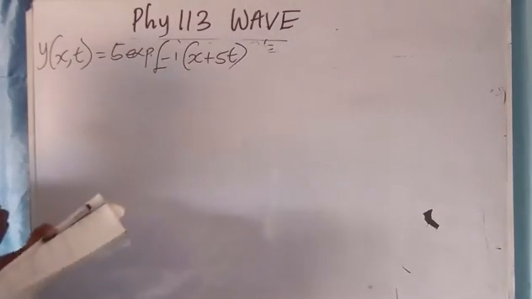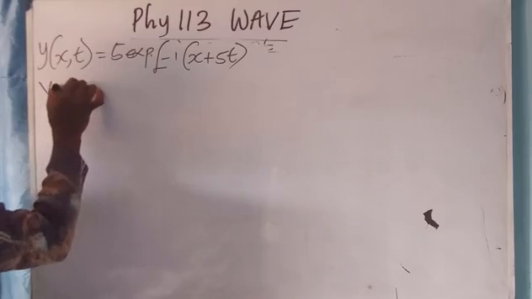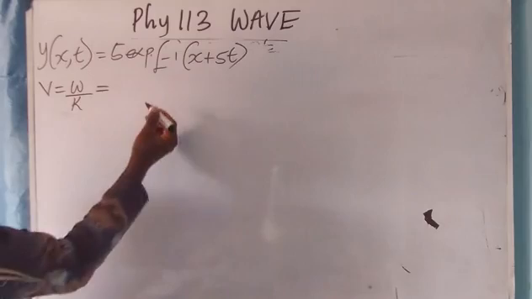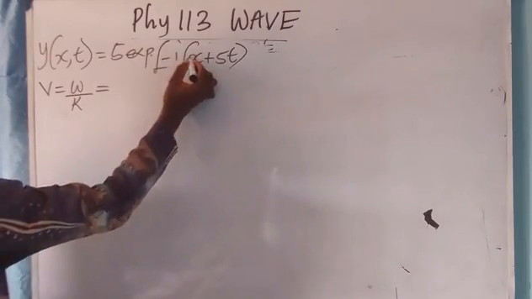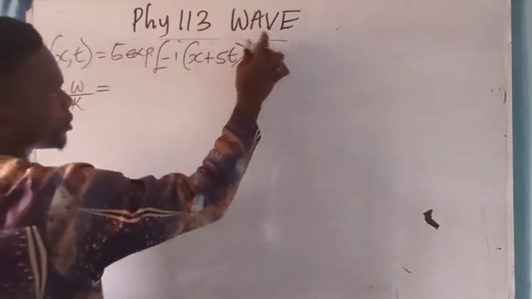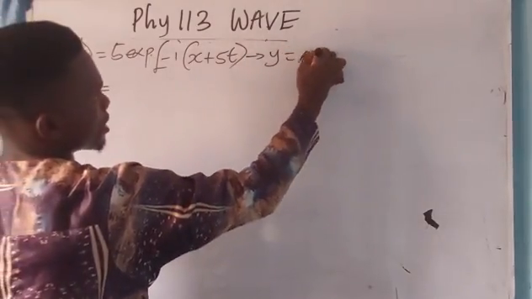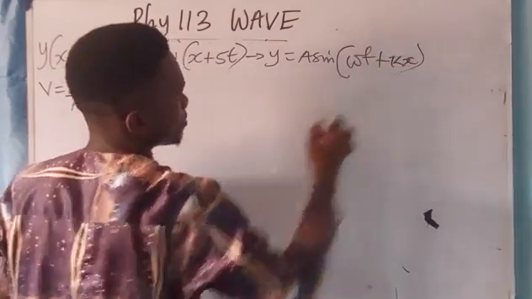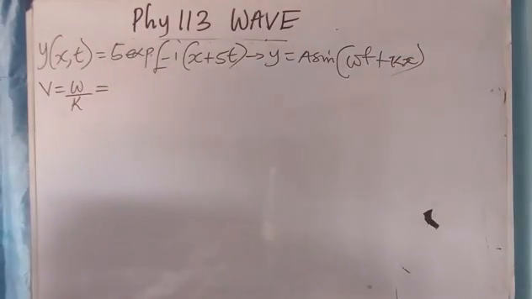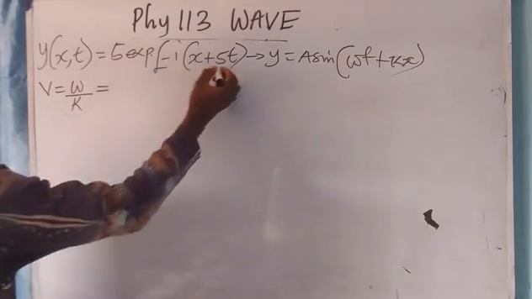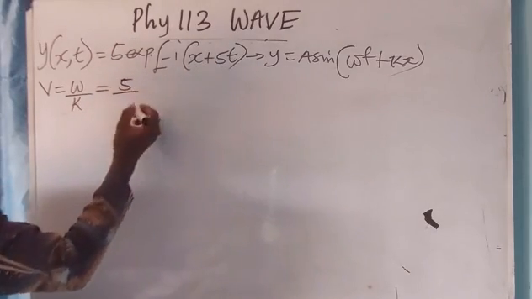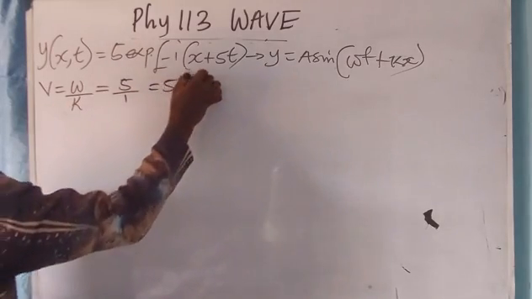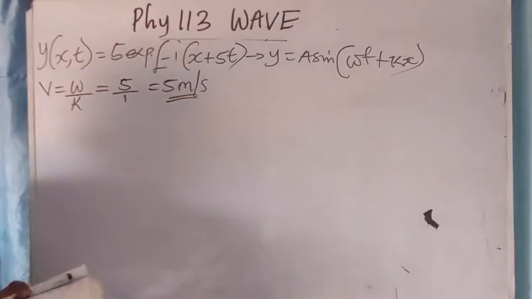Now for us to apply for the speed, we have v equals w over k. Looking at what we have here, we have kx and wt. The original formula is y equals a sine open brackets wt plus kx. So from the question, w is 5 and k is 1. It therefore means that velocity is 5 meters per second. That is the answer.